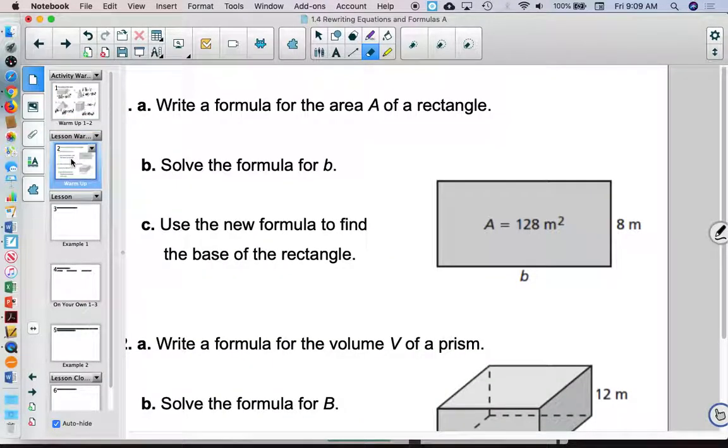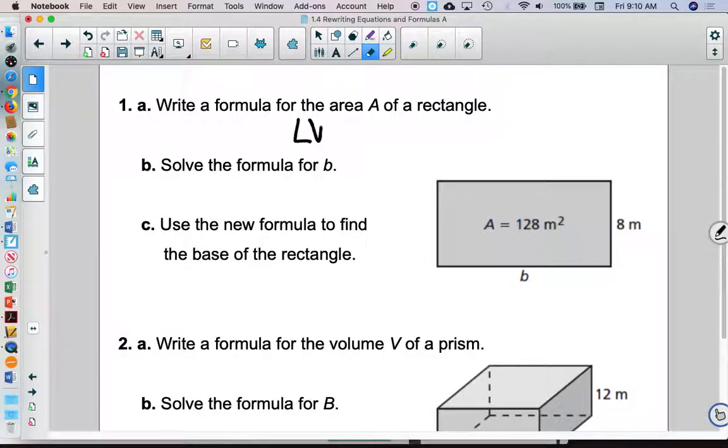Okay, now we're gonna do some stuff with this, and then we're gonna solve for different things. Write a formula for the area of a rectangle. Just write the formula. What is the formula for the area of a rectangle? Only the formula. Length times width equals area. That's all I want to do, is write that formula, okay?